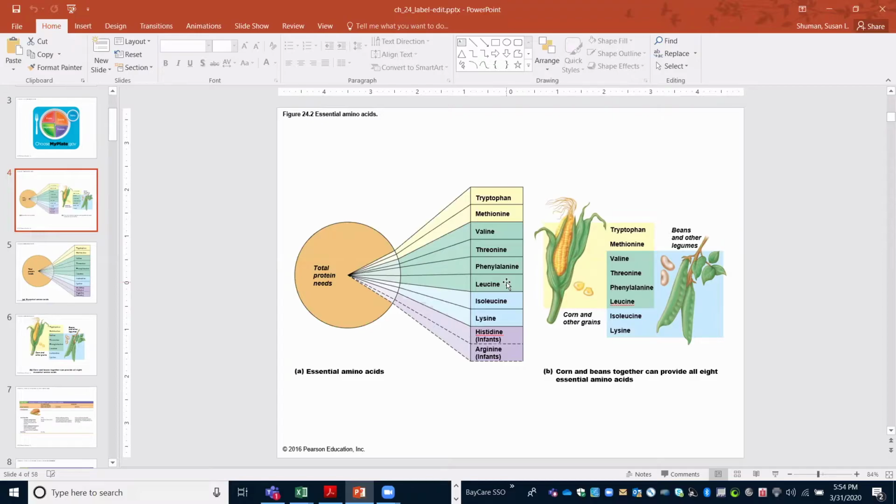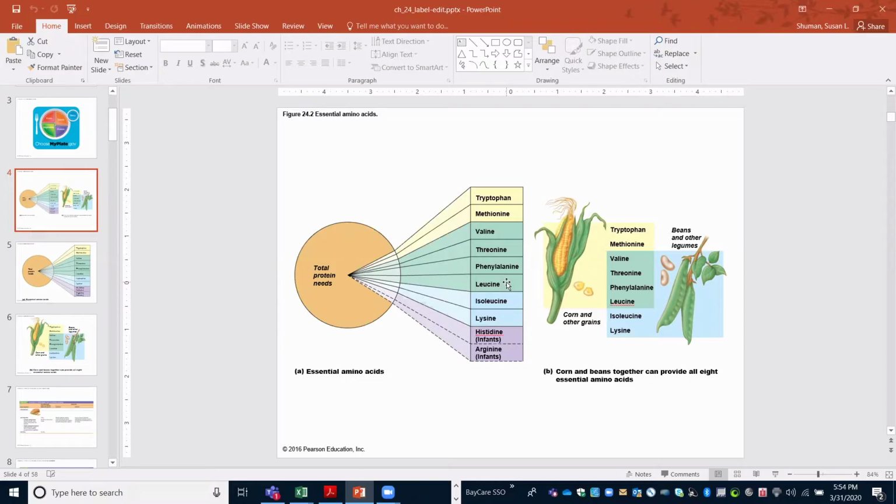Epinephrine, norepinephrine. We couldn't have the adrenaline rush. You couldn't have growth hormone. There are so many hormones. Most of our hormones, remember, are amino acid based. So all of these things, proteins get a whole lot of different job description credit.